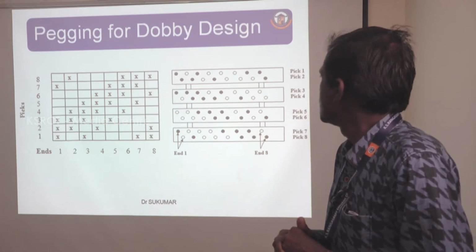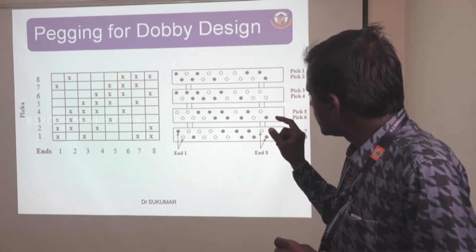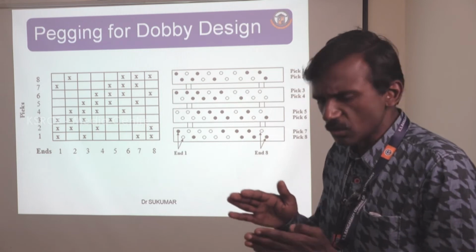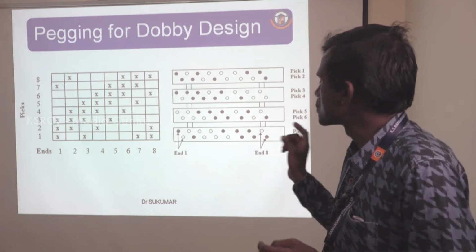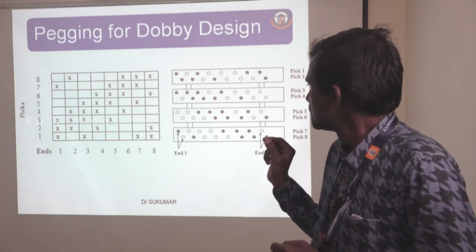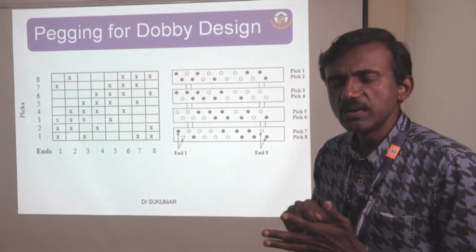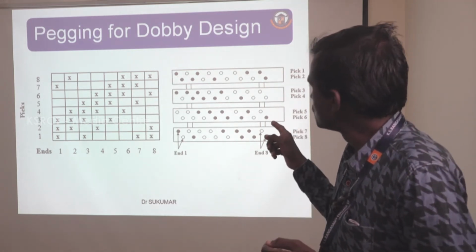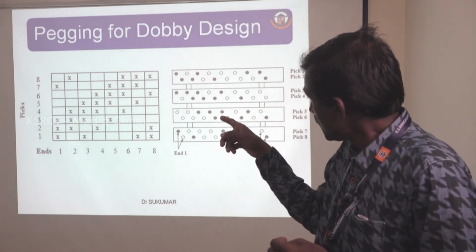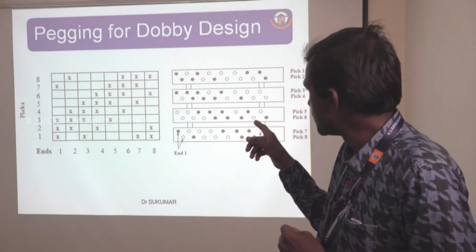And if you see here, normally the wooden lattice consists of 2 rows. Each row consists of 10 holes. In the 10 holes, we will pick using wooden picks. So the wooden picks will be picked according to the weave designs, peg designs.